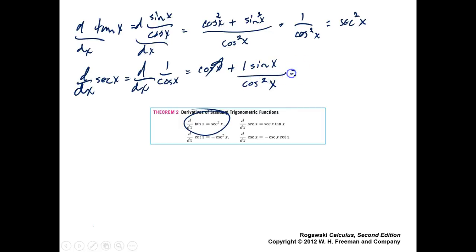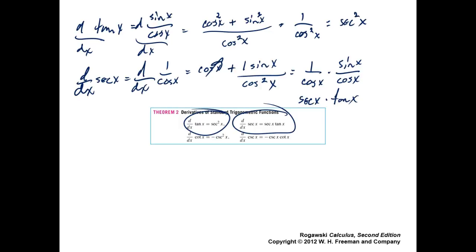Now, you would think, why did he write the 1 down there? Most of the time, I don't. But here's why I wrote it down now. You can split this as 1 over cosine x times sine x over cosine x. What's 1 over cosine x? That's secant x, and sine over cosine is tangent x. So the derivative of secant x is secant x times tangent x.